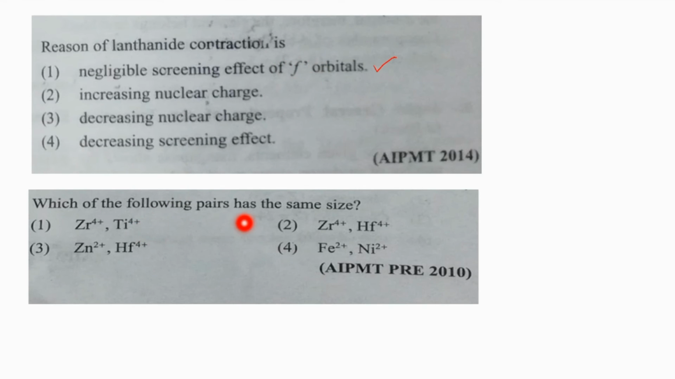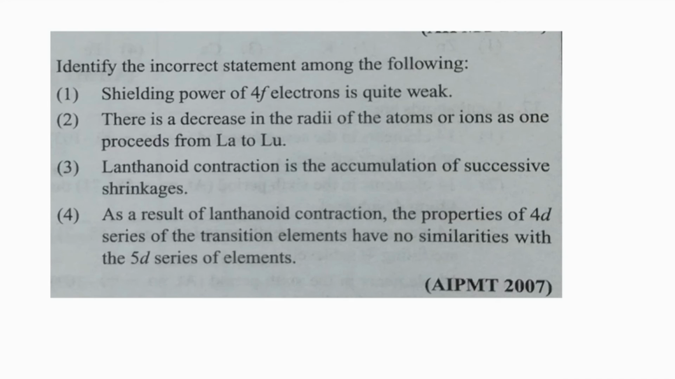Which of the following pairs has the same size? Which option is correct? Zirconium and hafnium will be having the same atomic radii, even ionic radii also. So the second option is correct. It's so easy. See the next question.